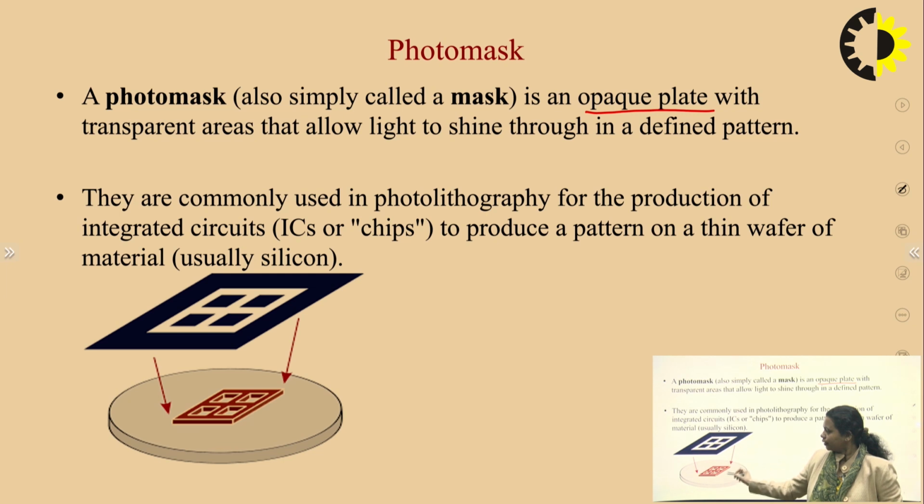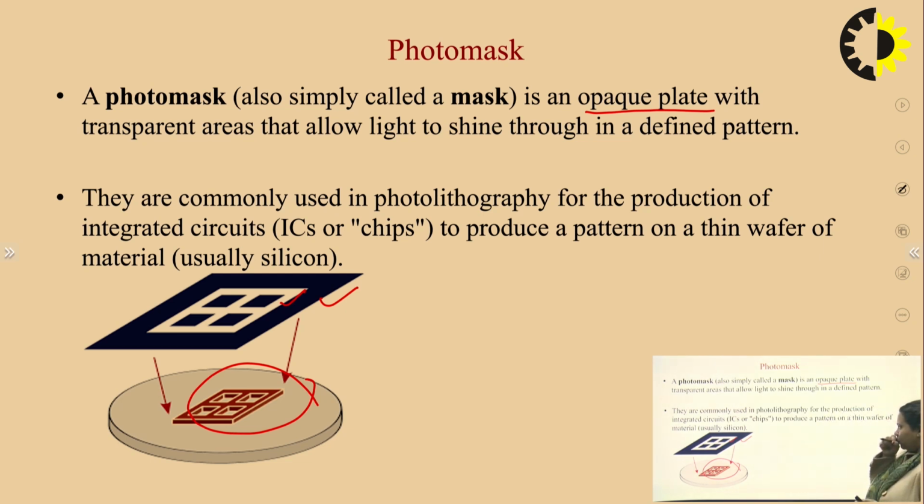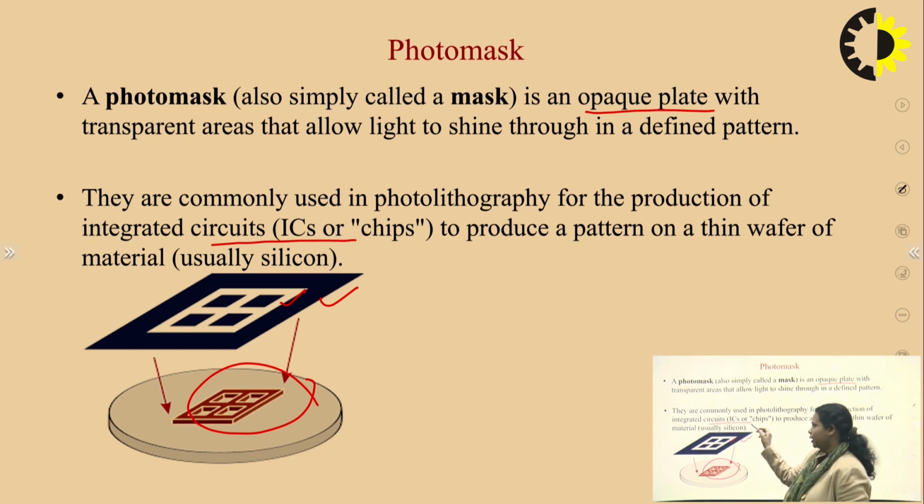That I have shown here also, that this is the photomask and this is the substrate. So on the substrate, with the help of photoresist, we are transferring this pattern over to our substrate, right? So this is a photomask. They are commonly used in photolithography for the production of integrated circuits, ICs, to produce a pattern on a thin wafer material, usually silicon, right?